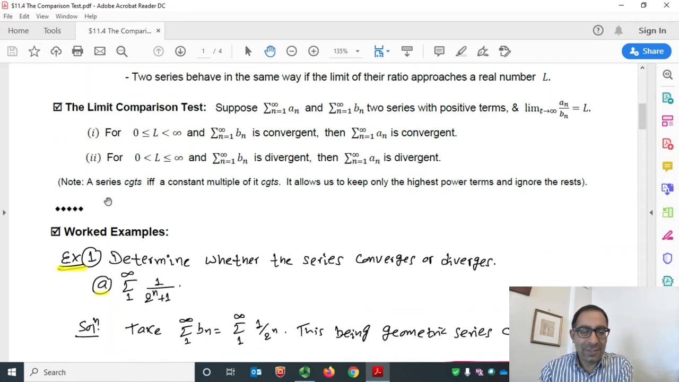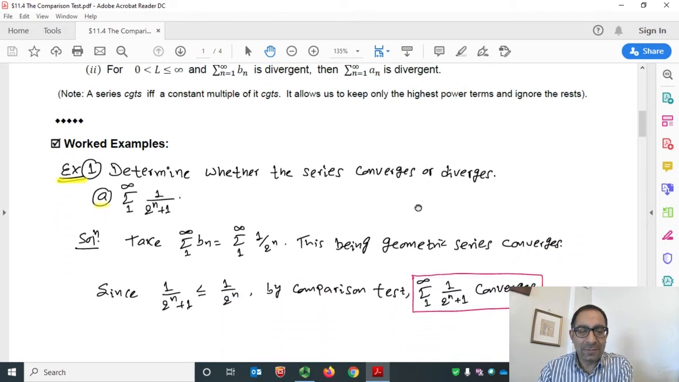Quick note, a series converges if and only if a constant multiple of it converges. That's true. It allows us to keep only the highest power terms and ignore the rest. Great. So now let's do some worked examples.